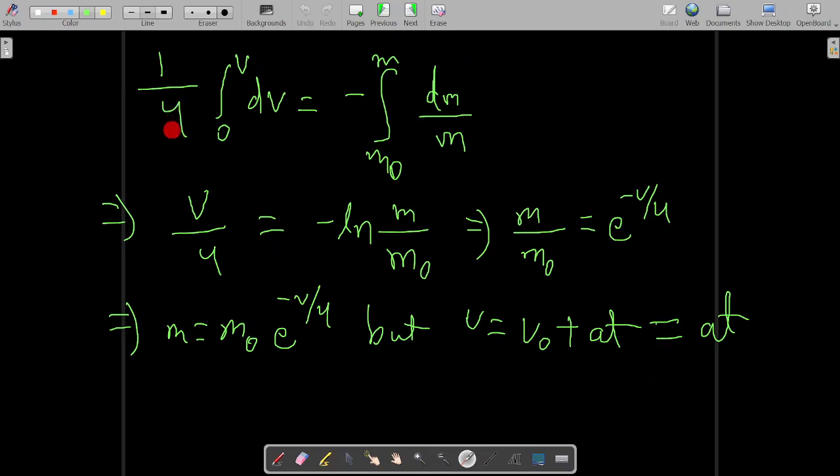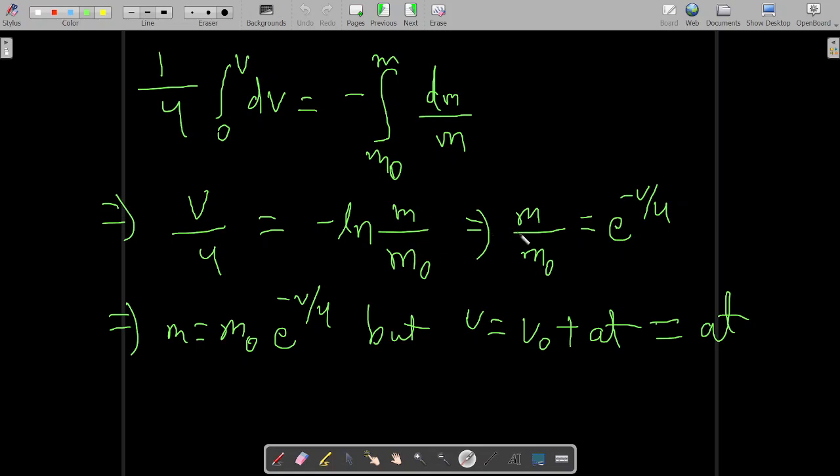So your u relative is a constant. Exhaust velocity of the gases with respect to the rocket is a constant, as already given to you in the question. So the takeoff velocity of the rocket just before takeoff is 0. So at time t equal to 0, the initial velocity of the rocket is 0. When the velocity of the rocket was 0, at that time m naught was the mass of the rocket. And when the rocket has achieved a velocity v, at that time the mass of the rocket is m. So you integrate accordingly, and you get v by u equal to minus ln m by m naught.